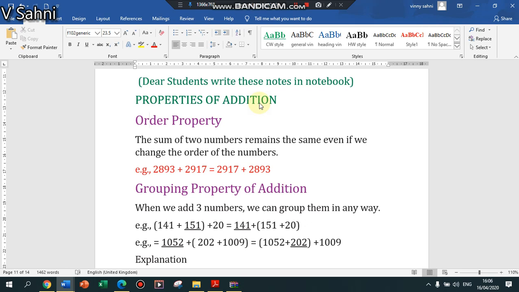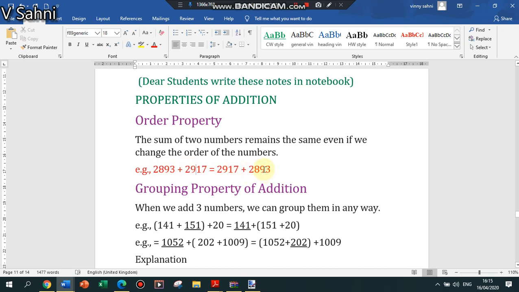What is the order property? The order property is nothing but that the sum of two numbers remains the same even if we change the order. As I have told you, if there are two numbers, let's say this is a and this is b, then a plus b is equal to b plus a.